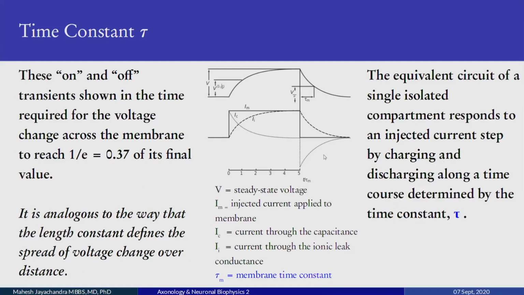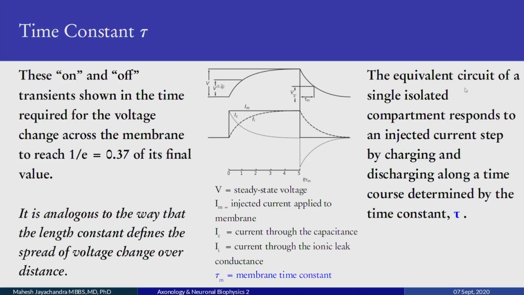So what actually happens? You have an on transient and then you have an off transient. Okay, this is how it looks. You have a step current coming in here, and it takes some time for the membrane capacitance to discharge and recharge to reach that value. And when you switch it off, this is a square pulse, it again decays back to normal. So the on and off transients show the time required for the voltage change across the membrane to reach 1/e of its final value, which is 0.37. This is similar to the way the length constant defines the spread of voltage over distance.